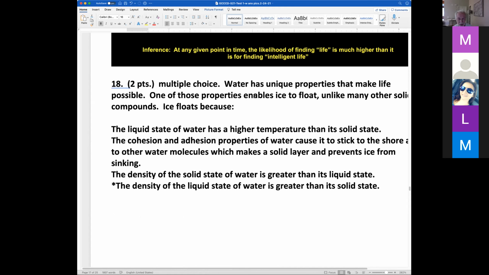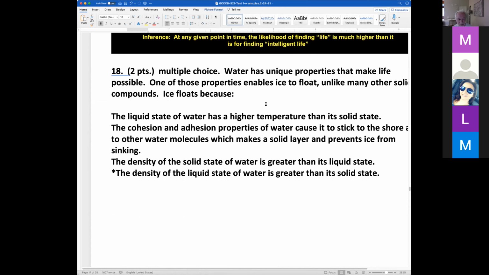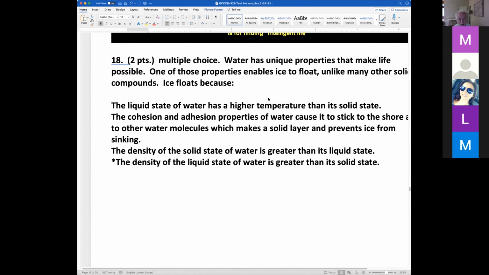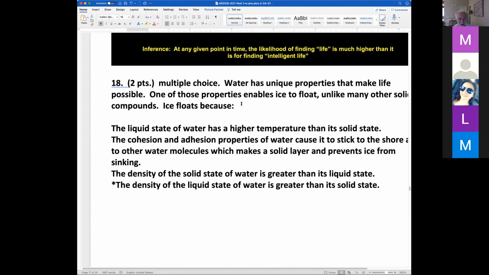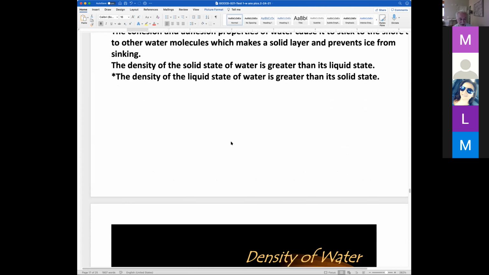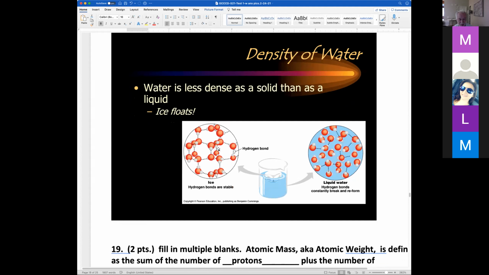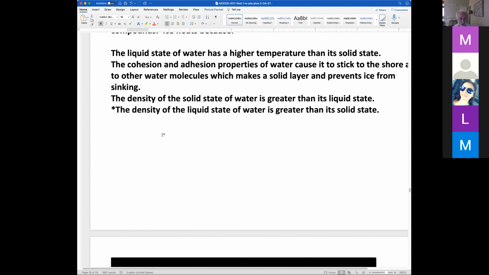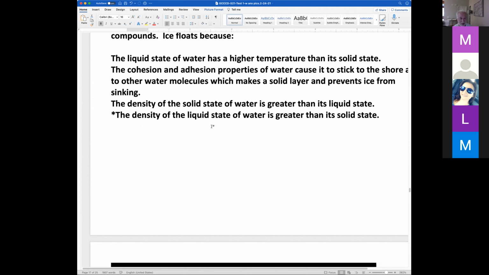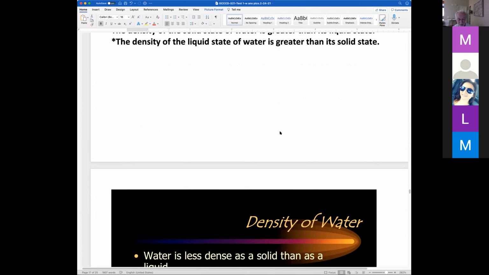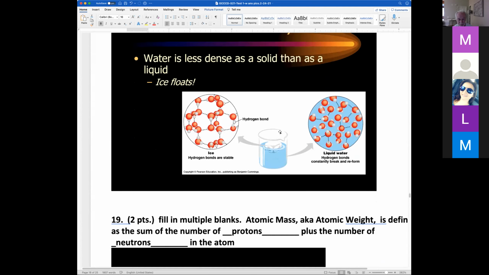Okay, water has unique properties that make life possible, and one of these is that ice floats. So the question was, ice floats because, and we have several different statements here. This is taken from the fact that hydrogen bonding causes ice to float, taken from this slide. So the correct statement is that the density of the liquid state of water is greater than its solid state. And that's what you see here.